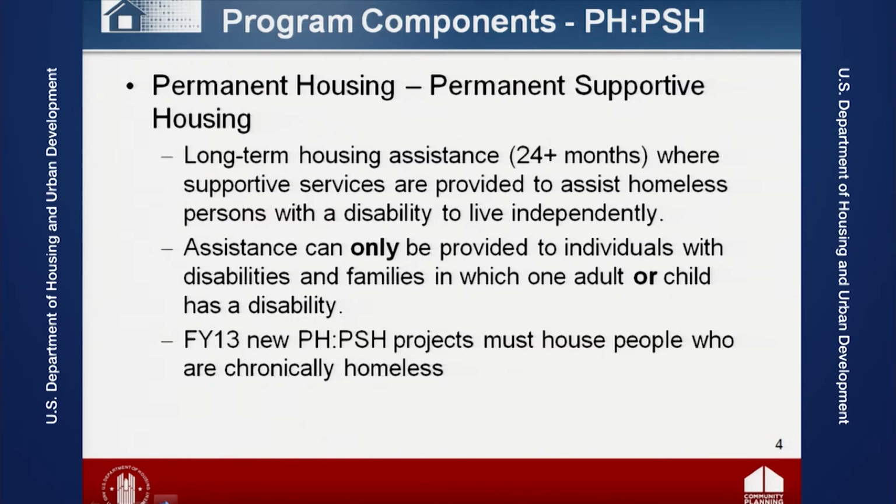Permanent supportive housing, referred to as PH-PSH, provides long-term assistance to individuals and families with a disability. Long-term assistance means that housing assistance lasts for over 24 months, does not have a designated end date, and is provided until the program participant chooses to exit the project or is terminated from the project. Supportive services designated to meet the needs of program participants must be provided. New permanent supportive housing projects conditionally awarded in the FY 2013 CoC program must serve 100% chronically homeless individuals or families.